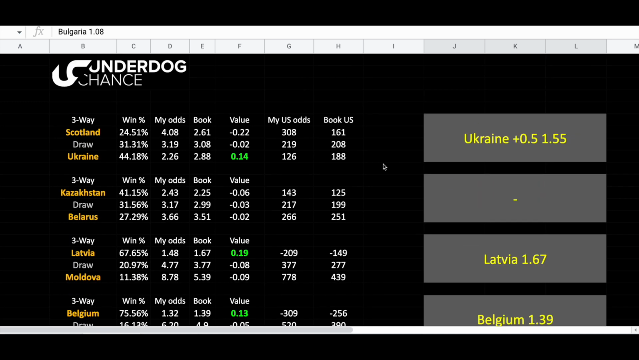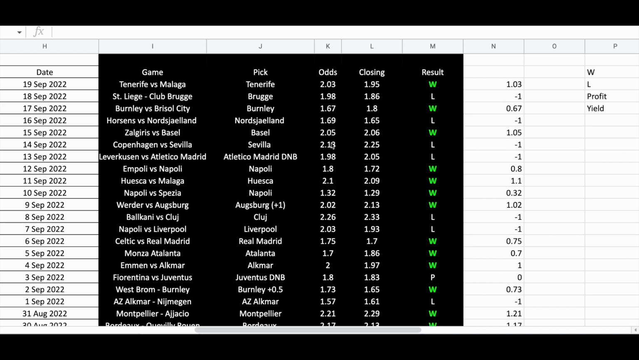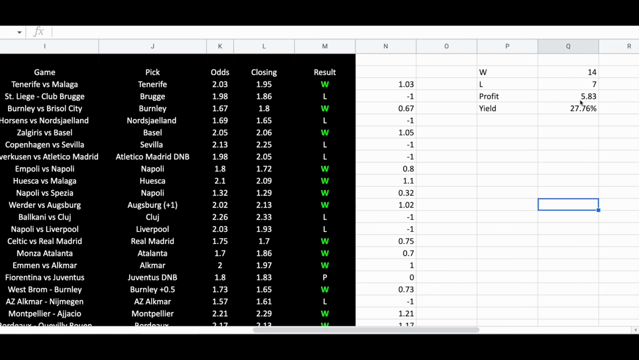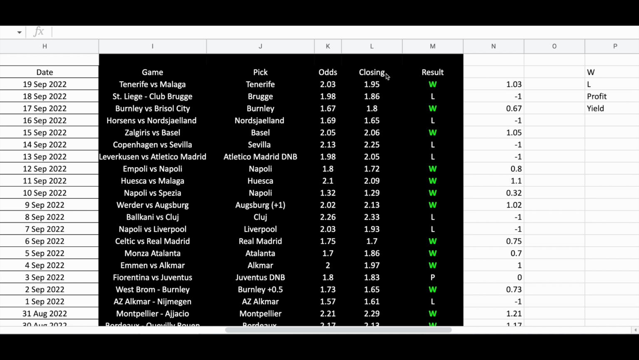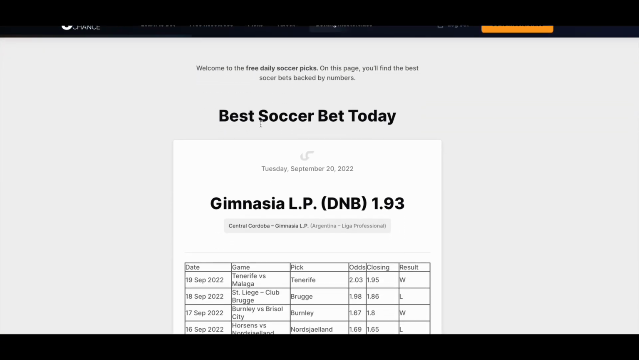I will also post my best bets on my website. Each day I post one soccer bet. So far these are the best. I started tracking soccer bets because I never really bet on soccer. My main sport is baseball, but this season I started implementing one of my football or soccer hacks that I use for international games, and I try to pick one bet each day, and those are the results so far. So if we check the win-loss record, 14-7, profit plus 5.83 units, yield 27.76, which is good, but this is a very small sample size. I also track closing line numbers, so you can go to my website underdogchance.com. If you click on picks and then soccer picks, you can check what the bets are.